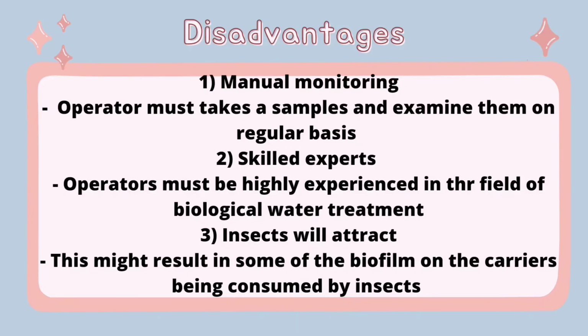Some insects such as silverflies, mosquitoes and redworms will be drawn to it. This might result in some of the biofilm on the carriers being consumed by insects, limiting the system efficiency. Tanks built to keep insects out can help treatment plants avoid this problem.